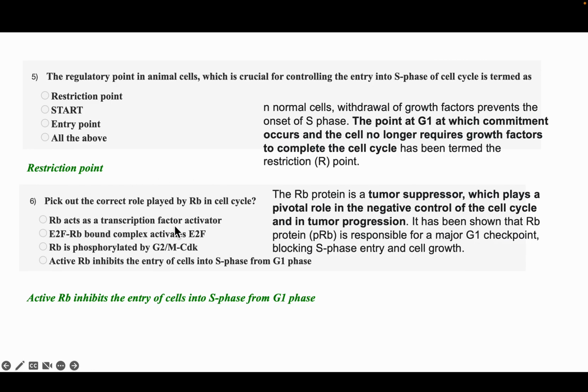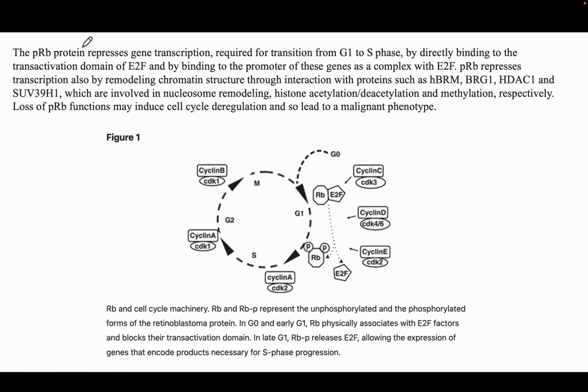Retinoblastoma acts as a transcription factor activator. E2F retinoblastoma bound complex activates E2F. Retinoblastoma is phosphorylated by G2M CDK. Active RB inhibits the entry of cells into S phase. So the correct role, we can see that active RB inhibits the entry of cells into S phase from G1 phase. The phosphorylated retinoblastoma protein represses gene transcription required for transition from G1 to S phase by directly binding to the transactivation domain of E2F and by binding to the promoter of genes as a complex with E2F.